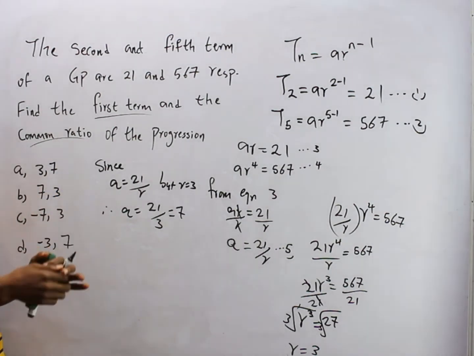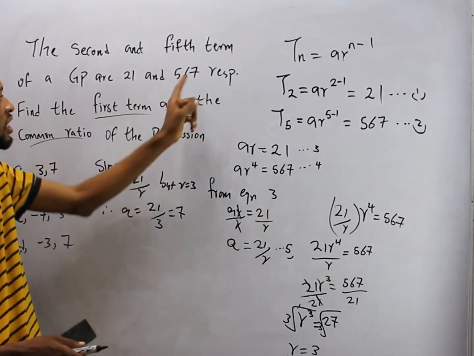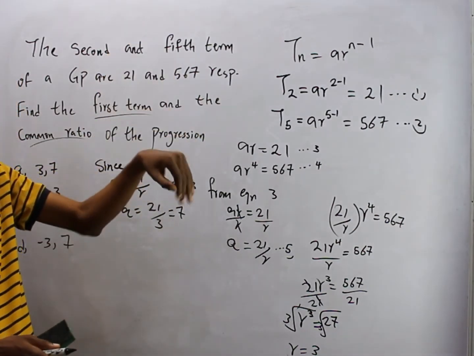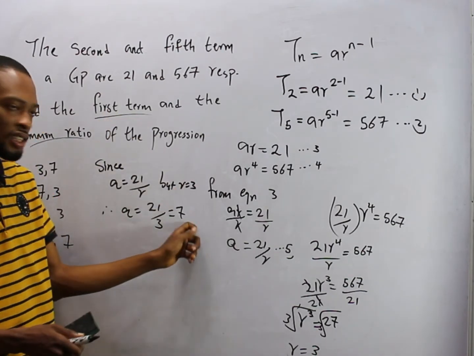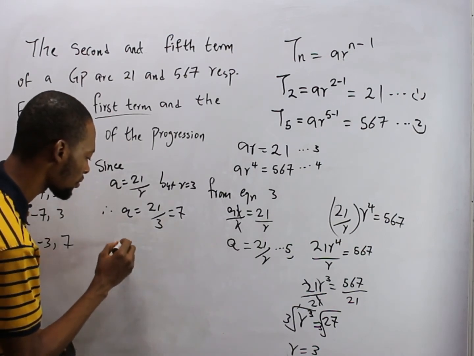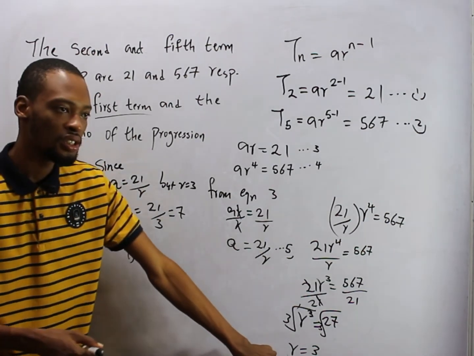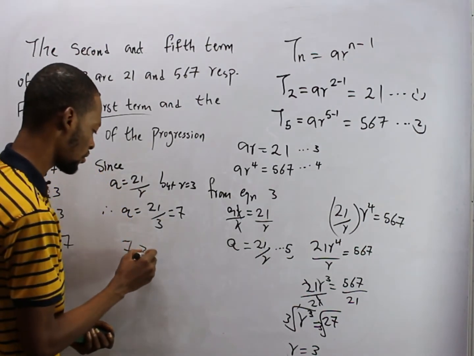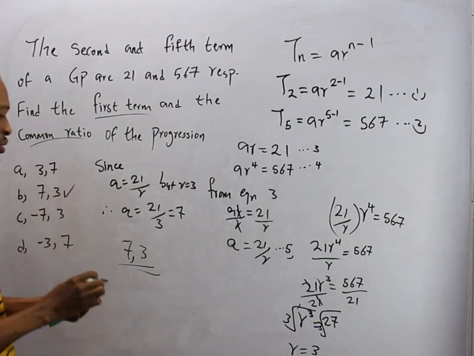This is how you get the correct option. The one that comes first is what? First term. When they say respectively, it means this first, the other one next. So the first term comes first in the question. So what did we get as our first term? 7, right? So 7 first, comma. Then what's the next thing that comes? Common ratio. And the common ratio is what? 3 next. So the answer is 7, 3, not 3, 7. So that is option B.